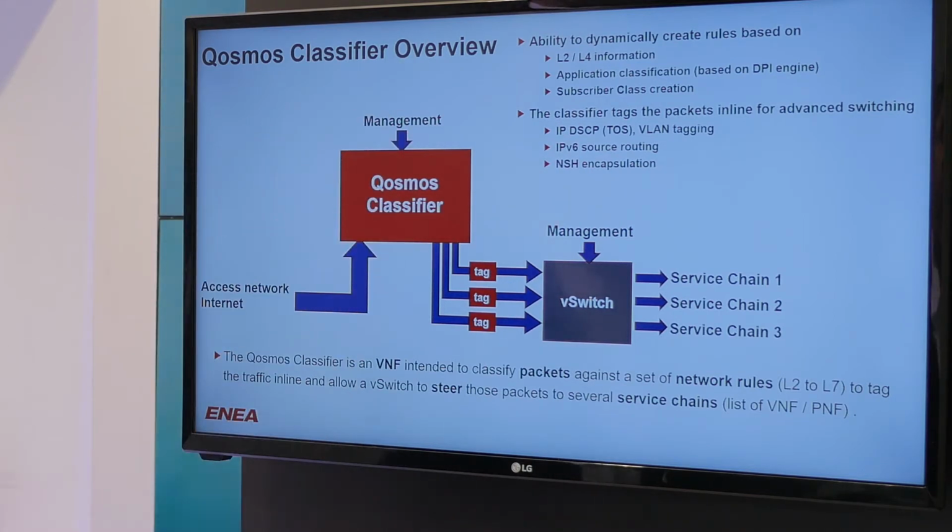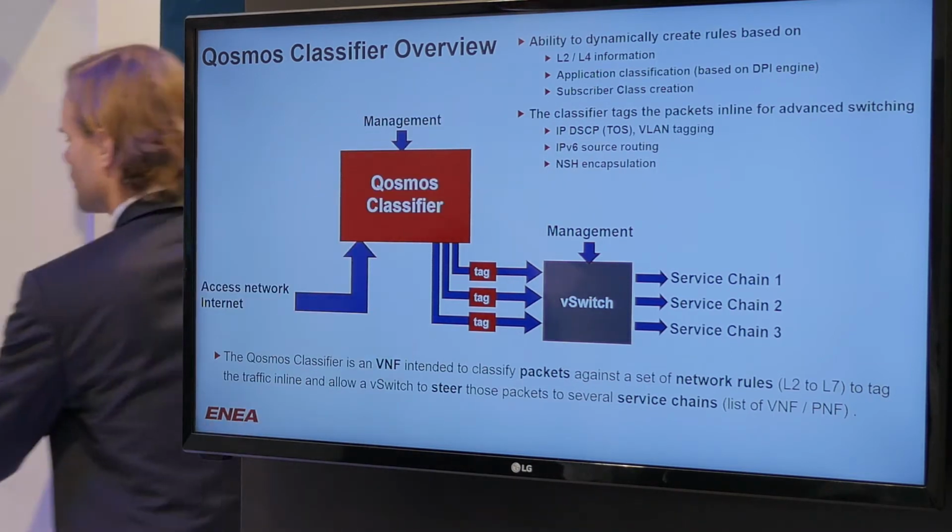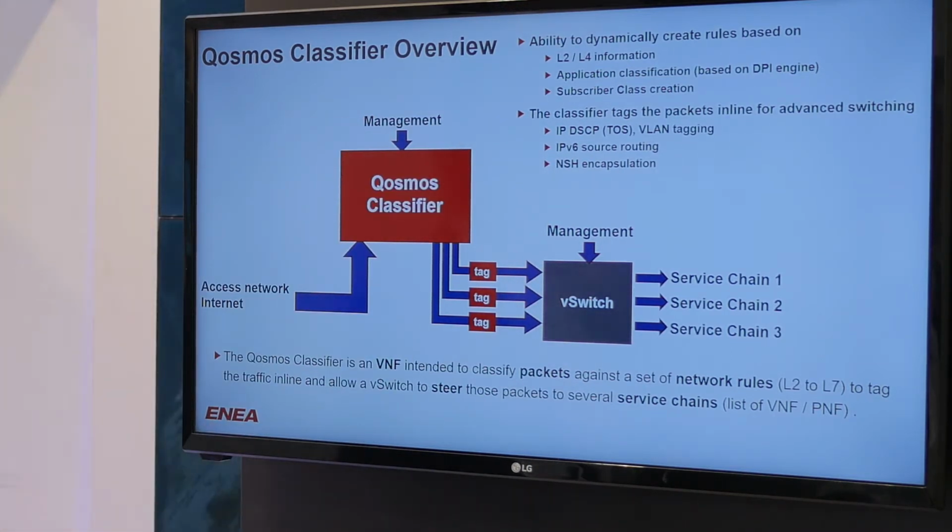Rules could be L2 to L4 information rules, IP ports, IP port numbers, or a combination of both. It could be the application classification. You can create rules per application. YouTube is managed in different ways than Facebook or whatever application. Or also per subscriber, we can have different rules depending on the type of subscriber.